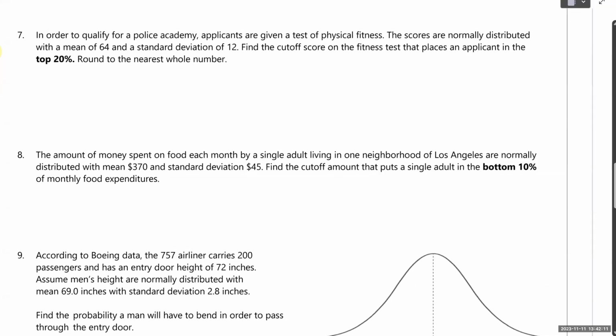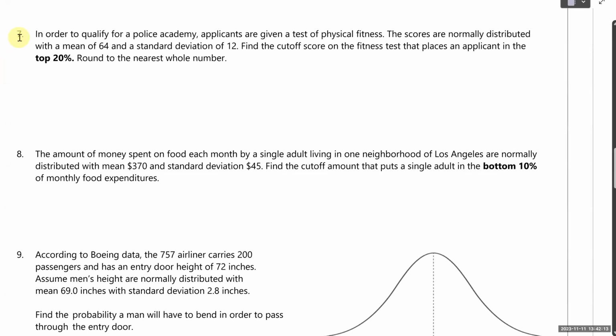Welcome. Let's take a look at number 7. In order to qualify for a police academy, applicants are given a test of physical fitness. The scores are normally distributed with a mean of 64 and a standard deviation of 12. And we're going to be looking for the cutoff score on the fitness test that would place an applicant in the top 20%.